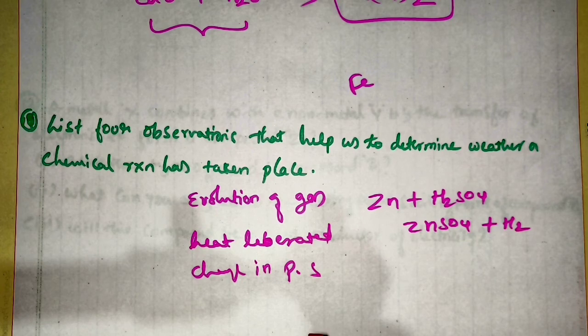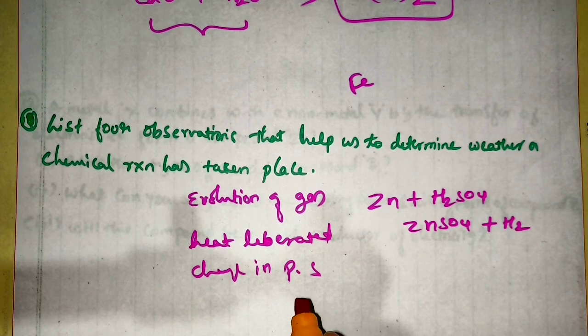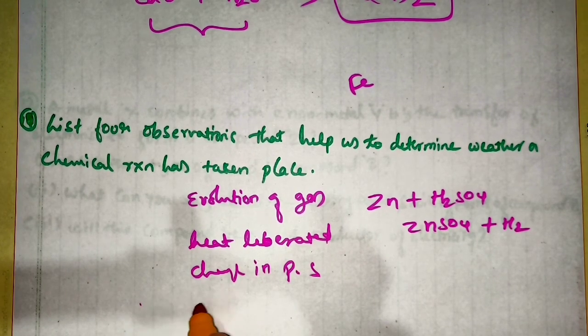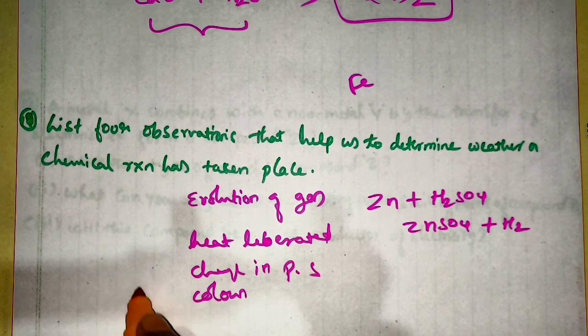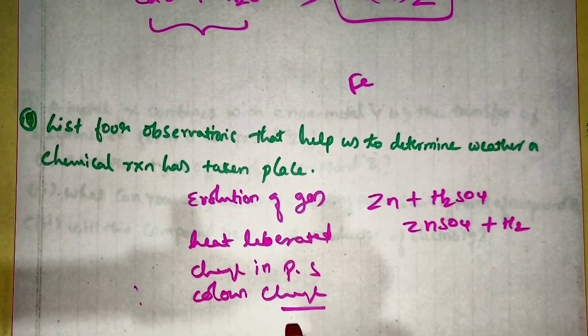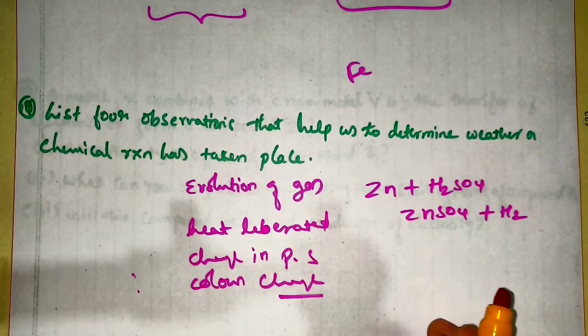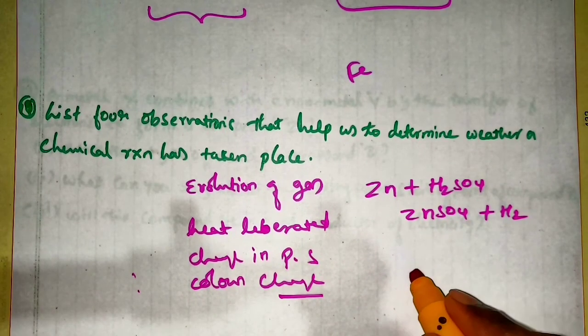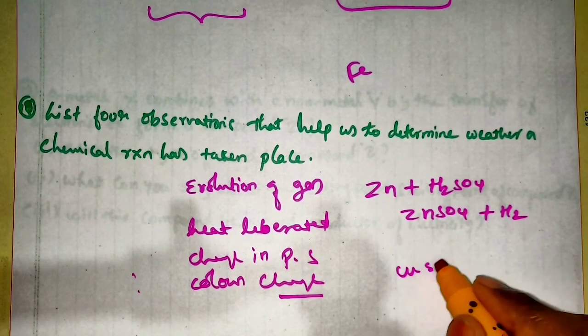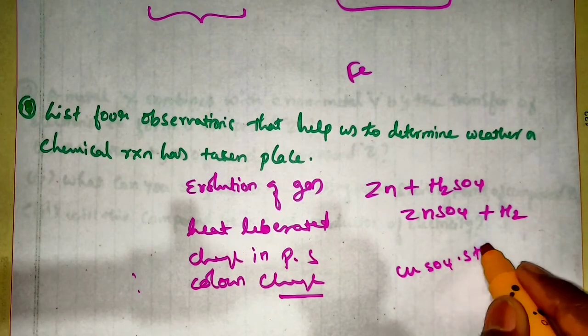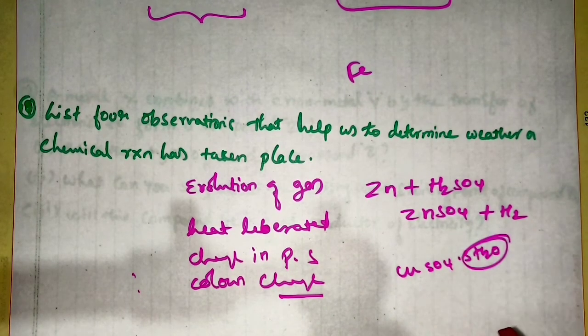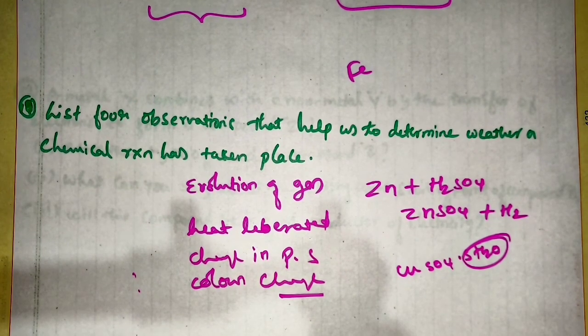For example, when we heat copper sulfate crystals, they turn from blue to white. Why? Because it is a hydrated salt. Copper sulfate pentahydrate loses its water of crystallization, so we can see the conversion of blue to white. So color change is also one of the indications. These are the 4 observations we commonly use to tell whether a chemical reaction is taking place or not.